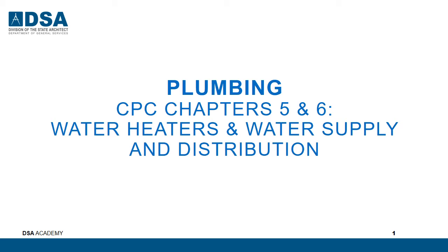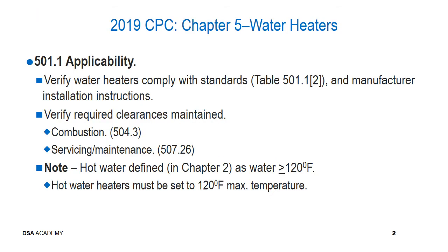We're now going to discuss California Plumbing Code Chapters 5 and 6, which deal with water heaters and water supply and distribution. Chapter 5 of the California Plumbing Code specifically addresses water heaters. And water heaters are unique in that they are miniature boilers.